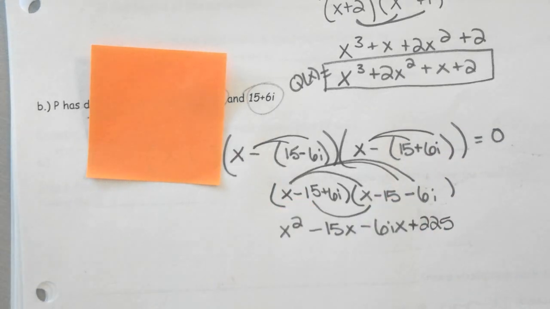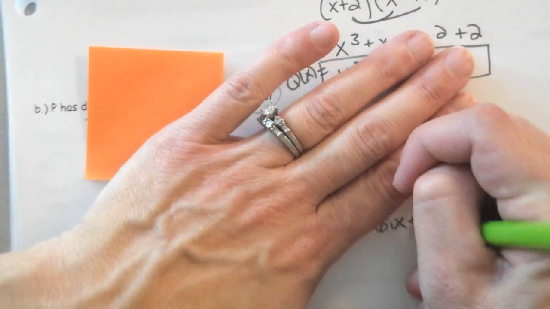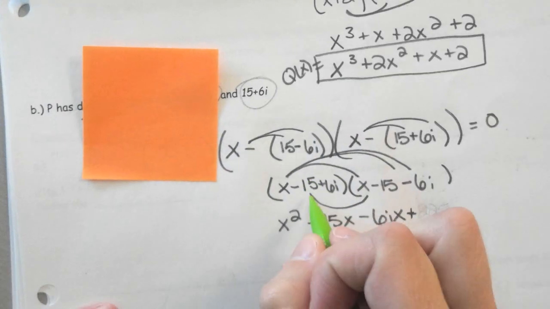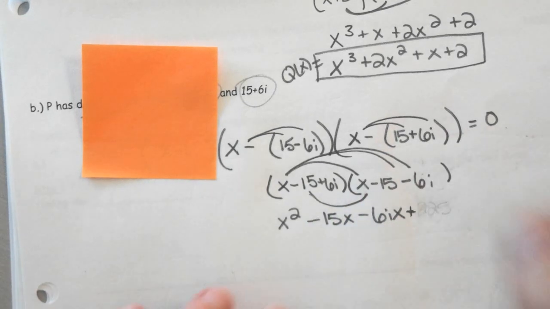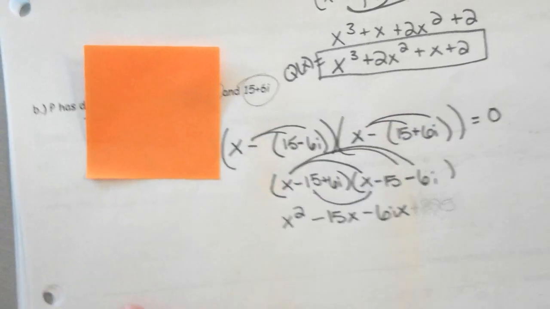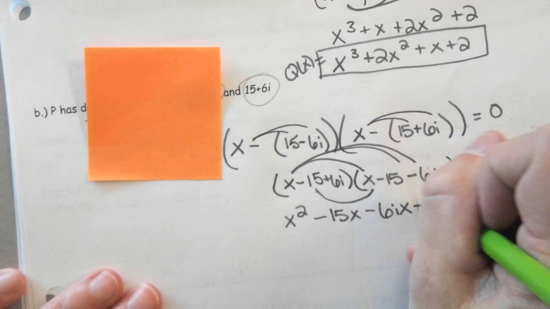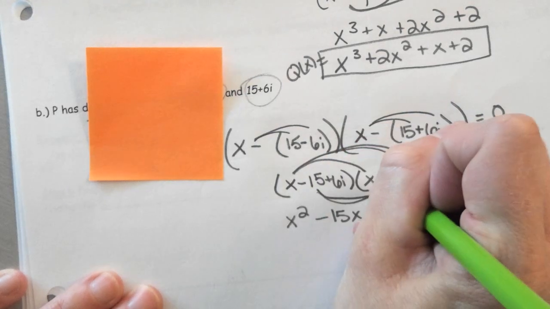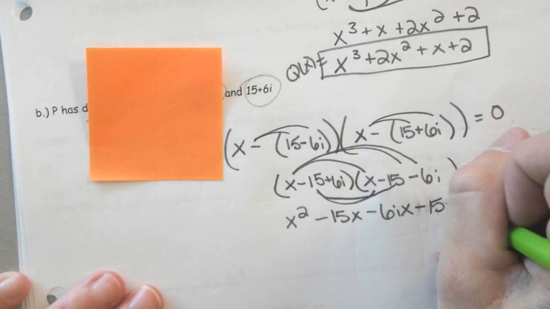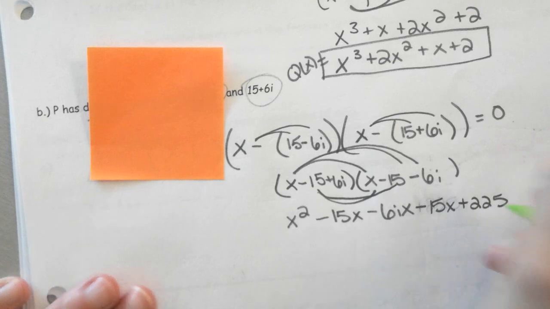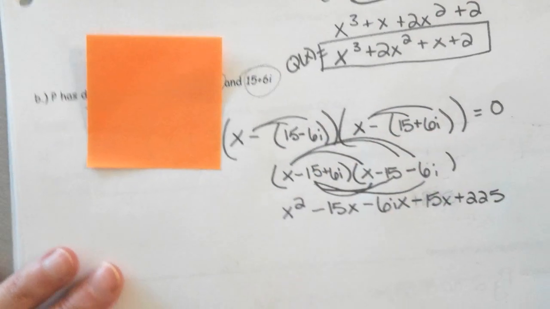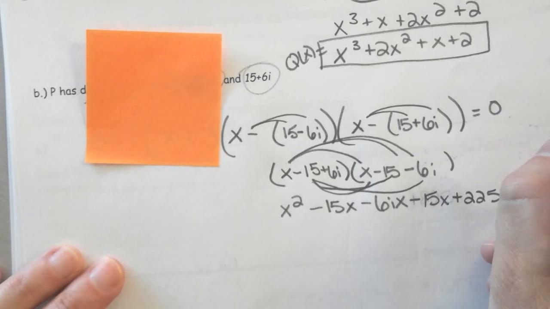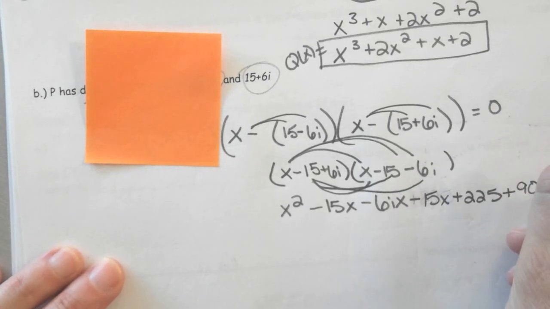Oh shoot, I jumped ahead. I'm so sorry. Okay, so negative 15 times x is going to give me negative 15x. This is what happens when we've got so many things to multiply. Now, negative 15 times negative 15 gives me a positive 225. And then negative 15 times negative 6 is going to give me a positive 90i.